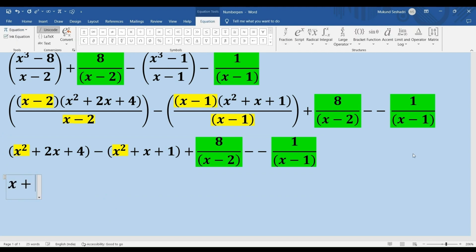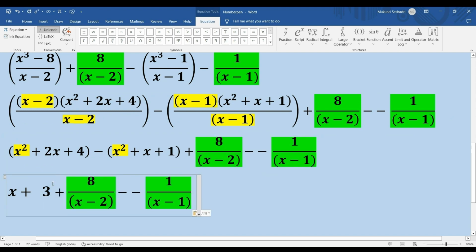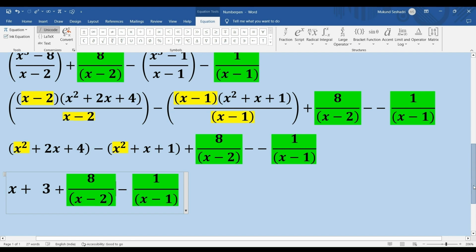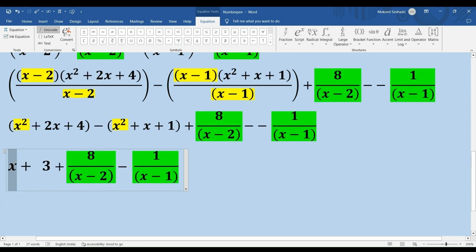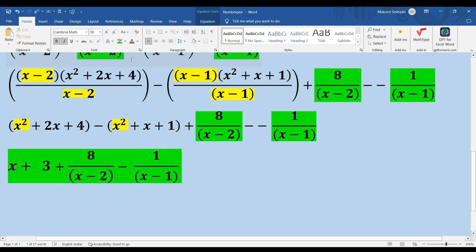So I will get x + 3 + 8/(x − 2) − 1/(x − 1), right? So now I know that I've reduced this to a much, much simpler expression, right? Now, do I know the antiderivative of x + 3? The answer is yes, it's something very simple, and I've highlighted the other two expressions in green because I know their antiderivatives. Now I'm in a position to highlight the entire expression in green because I've reduced it to the simplest format whose antiderivative I can figure out very easily, right?